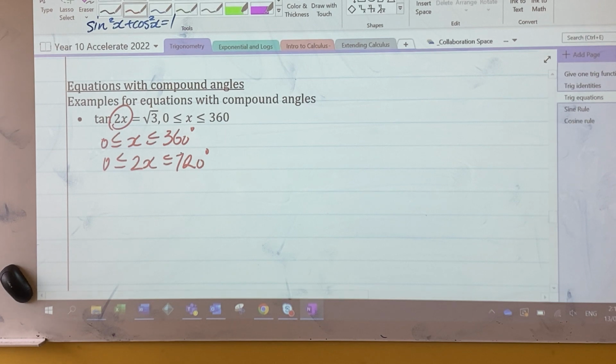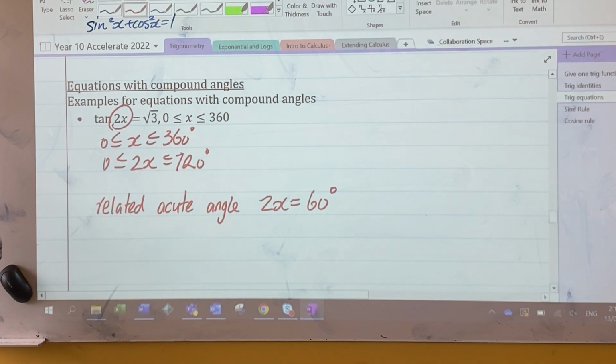Okay, and the way I approach this sort of question is, I'll say, what is my related acute angle? The related acute angle in this case is 2x. Tan what is root 3? 60 degrees.